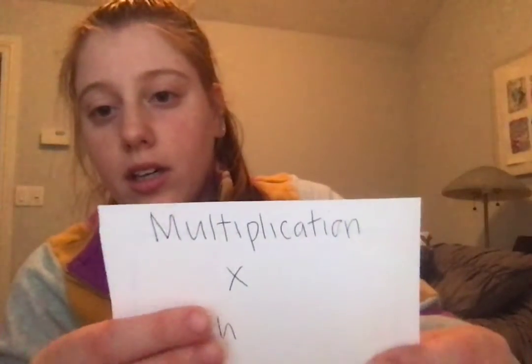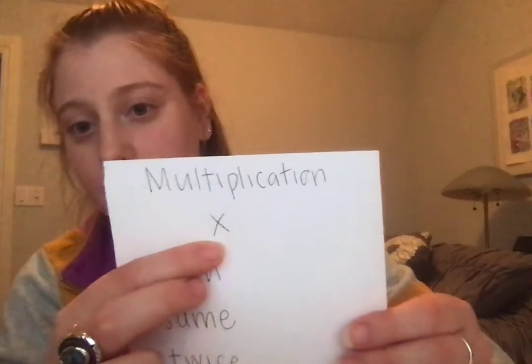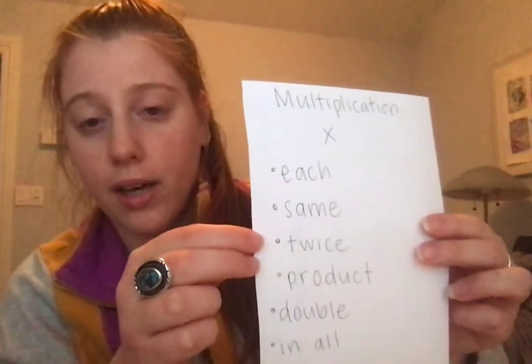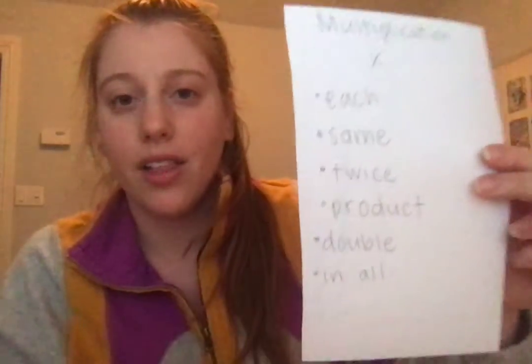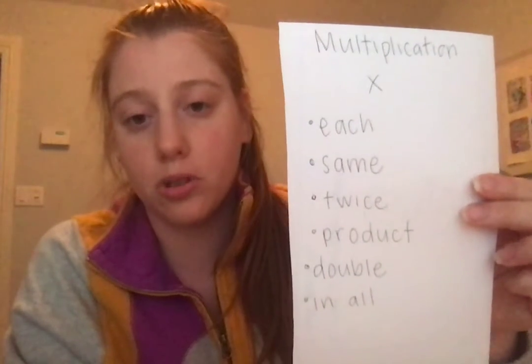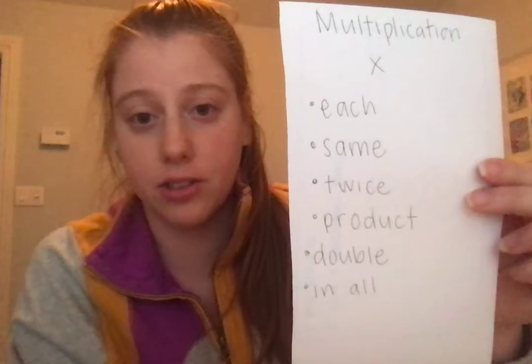All right, the next one is multiplication. And for multiplication, the symbol is that little X or that times. If you have a word problem that has words like each, same, twice, product, double, in all, that tells you that you're probably going to need to use multiplication to solve this word problem. If you want to copy it down, now is your time.